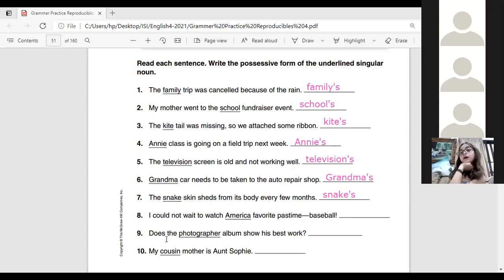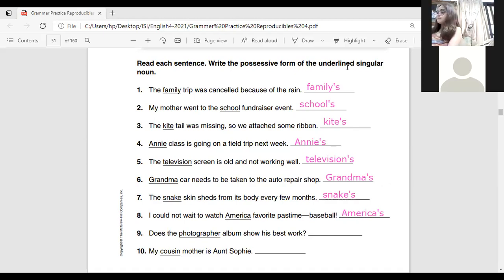Ali, number 8, please. I could not wait to watch America's favorite pastime, baseball. Americans. What do we add? Apostrophe then S. And if you forget the apostrophe, your answer will be considered wrong. Okay, Ali?